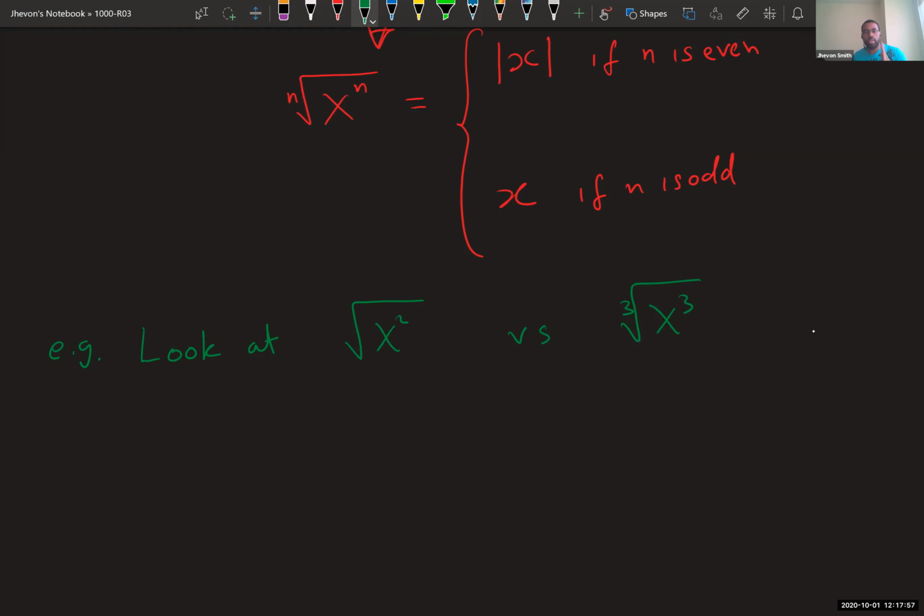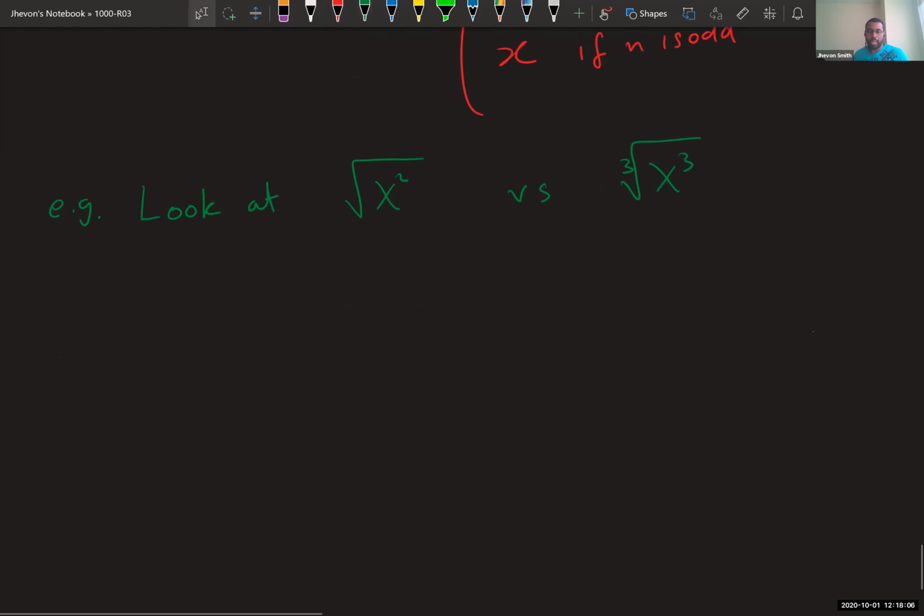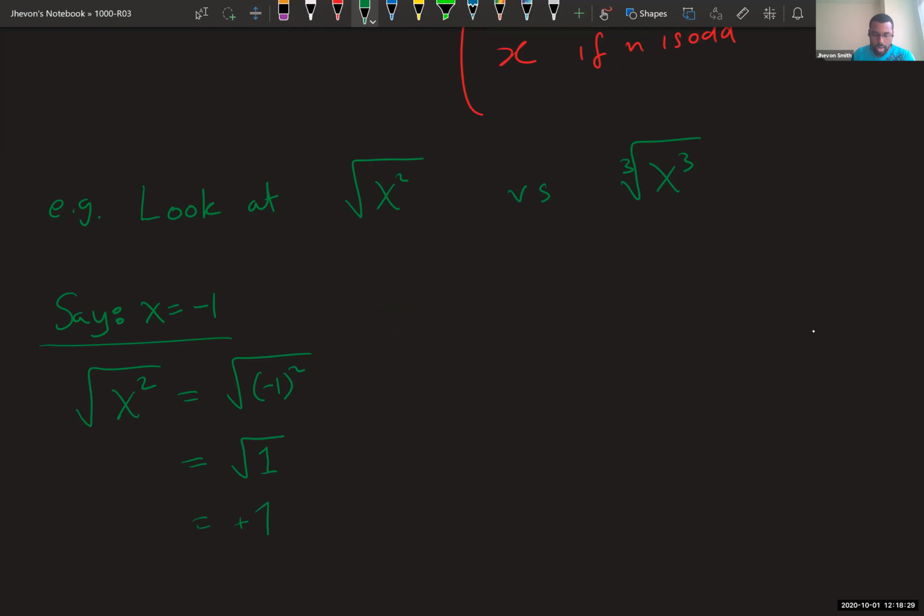So let's look at these two scenarios, right? In the first one, the radical is an even radical and I have an even power. In the second one, it's an odd radical and I have an odd power, right? What's going to happen here? Now let's say x equals -1. Now, if I take the square root of x squared, that is going to be the square root of -1 squared. -1 squared is 1. And so this gives me +1.